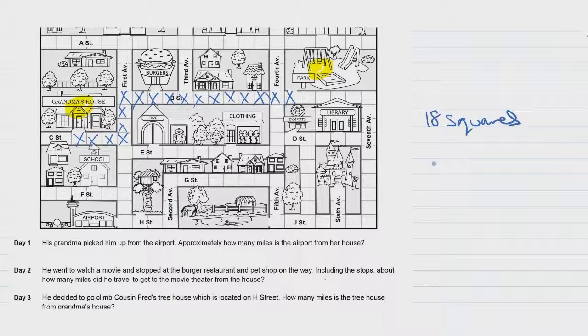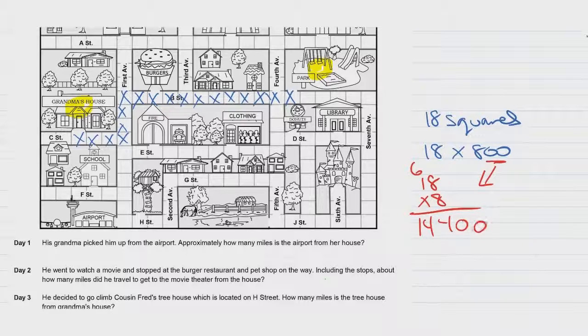So we know each square is worth 800 feet. So 18 times 800. I don't care about these two zeros, so I just do 8 times 18. 8 times 8 is 64. I carry the 6. 8 times 1 is 8, plus 6 is 14. I put back the zeros, so he went 14,400 feet.